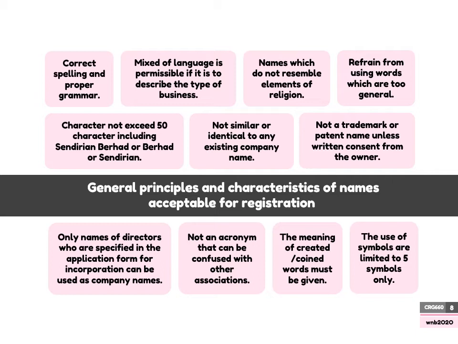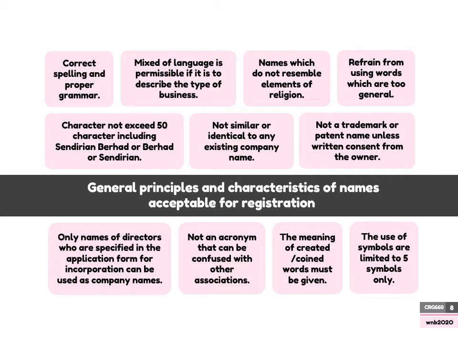Only names of directors who are specified in the application form for incorporation can be used as company name. Kita nak letak nama Yusof Sediram Berhad. So nama orang kena make sure Yusof tu adalah one of you punya director. Tak boleh simply letak nama orang sebagai nama company kecuali orang tu adalah the directors of the company.